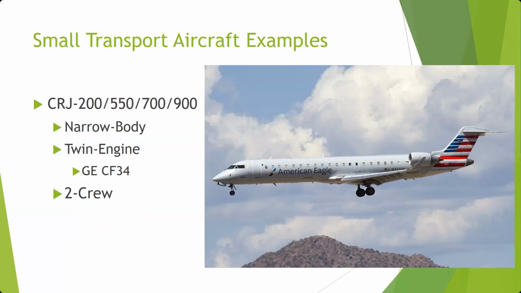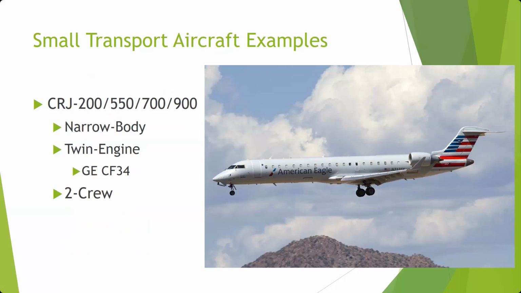The CRJ family, originally built by Bombardier, is now supported by Mitsubishi Heavy Industries. CRJ 200, 700, 900: narrow body, single aisle, twin engine, GE CF34, in various iterations. Two crew. The 550 I keep separate. It's technically a 700. So originally these had 50 seats in all coach.